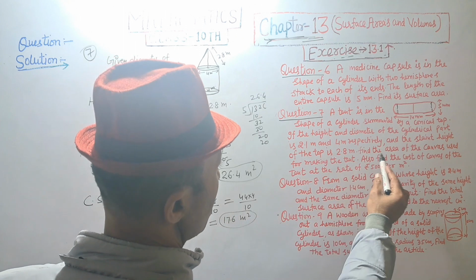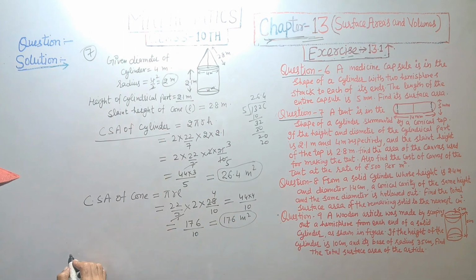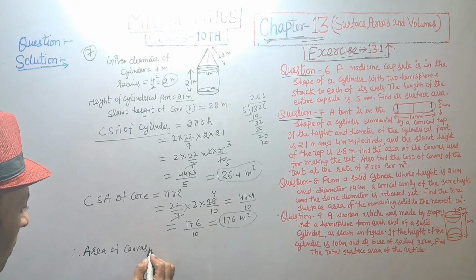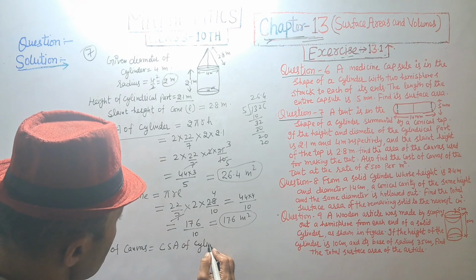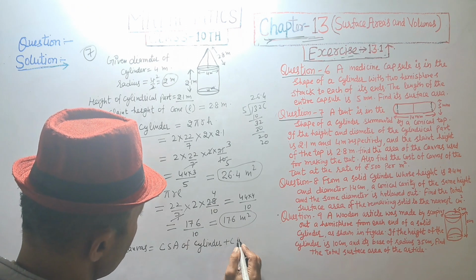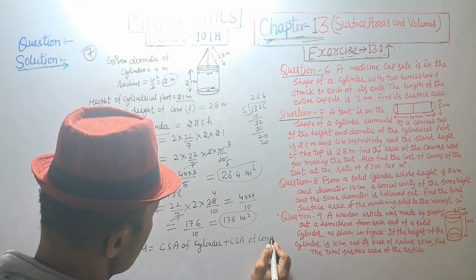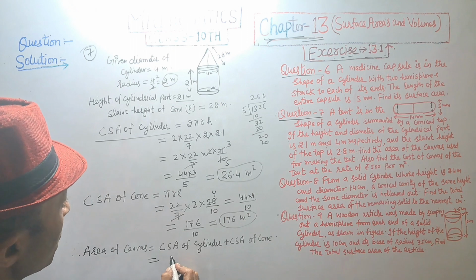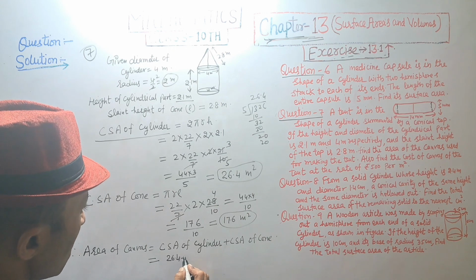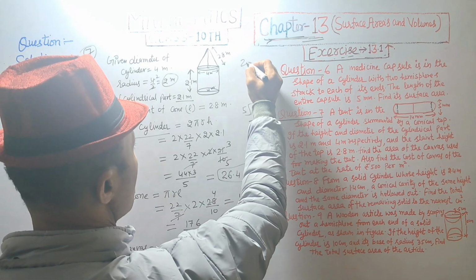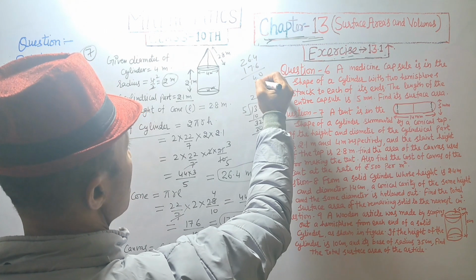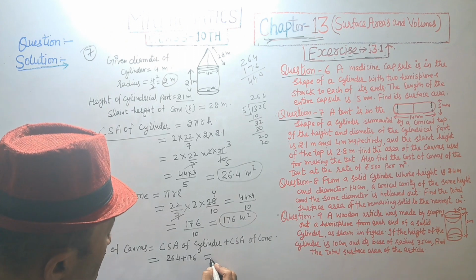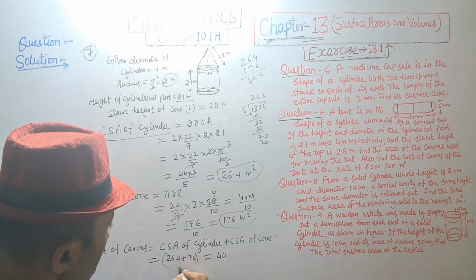And now find the area of the canvas. So area of canvas is equal to curved surface area of cylinder plus curved surface area of cone, that is equal to 26.4 plus 17.6, that is equal to 44 meter square.